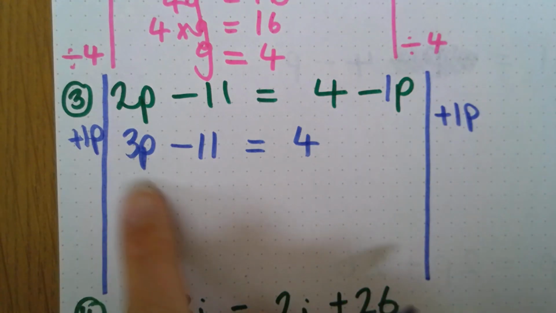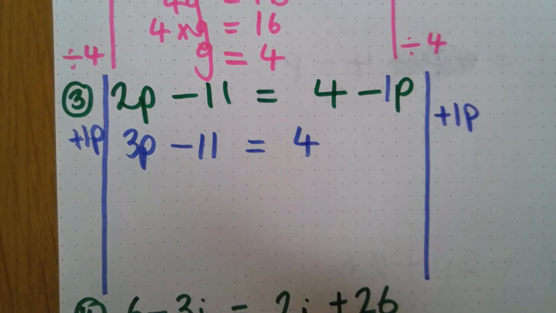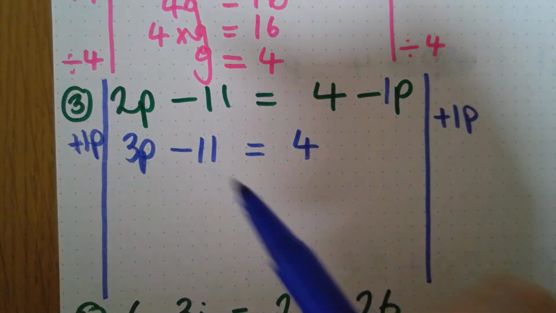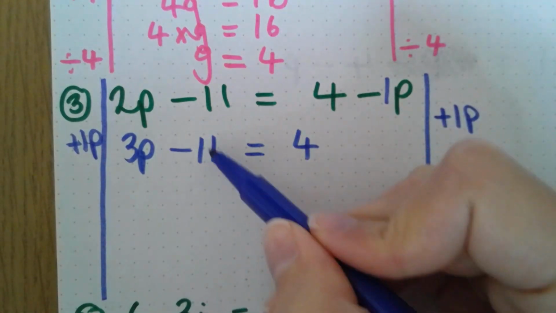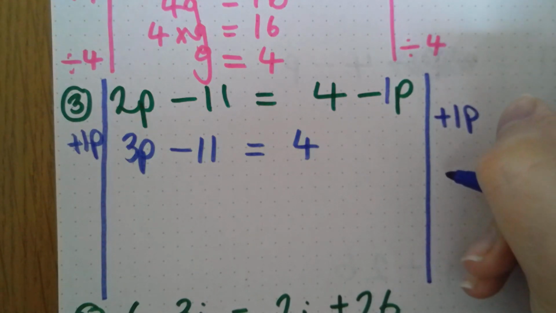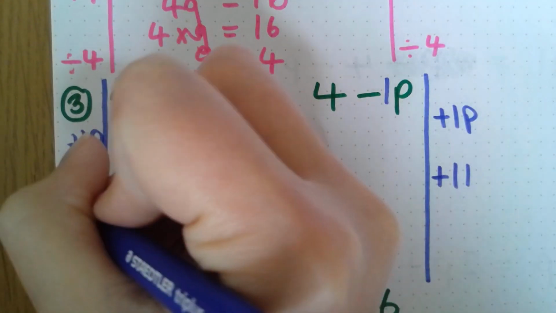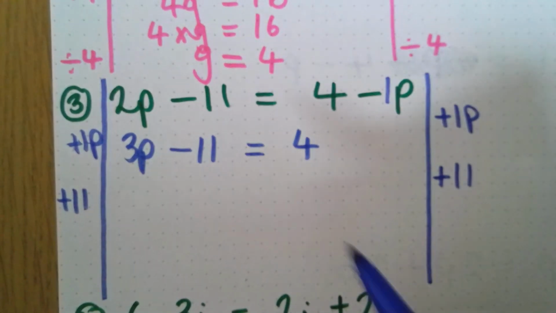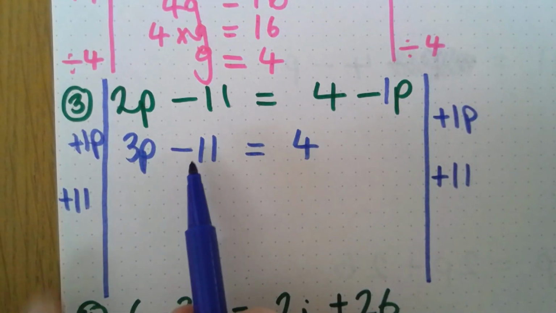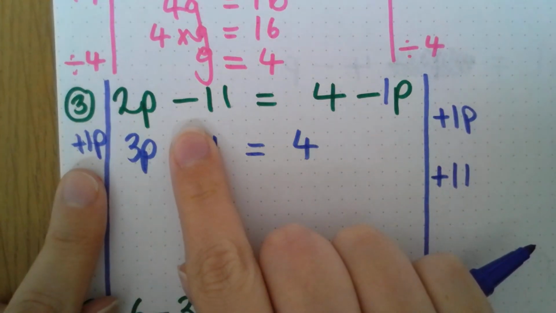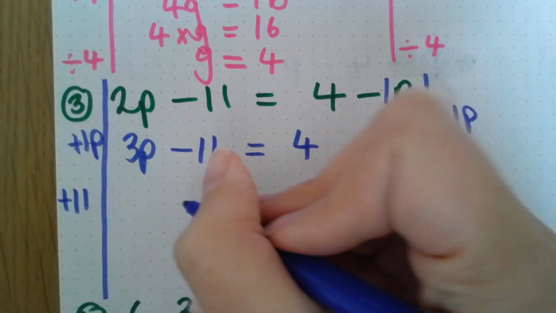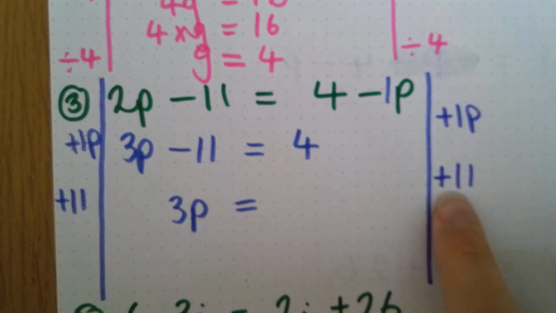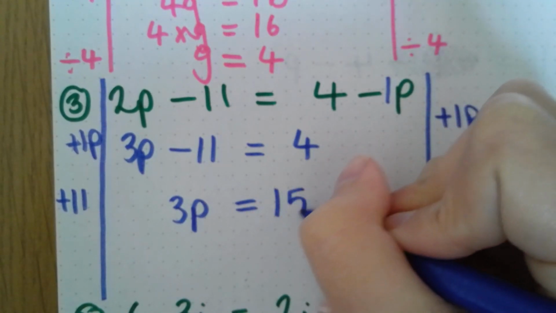And now we've got something that looks like the last lesson again. Okay, so we want all the letters on one side and all the numbers on the other side. So the opposite of take 11 is add 11. We've got to do that to both sides. So 3p, take 11, add 11, well they disappear, so we're just left with 3p equals 4 add 11 is 15.